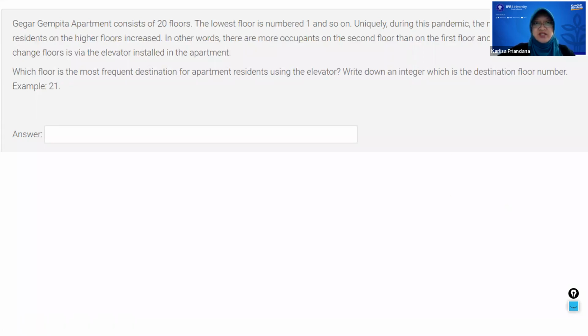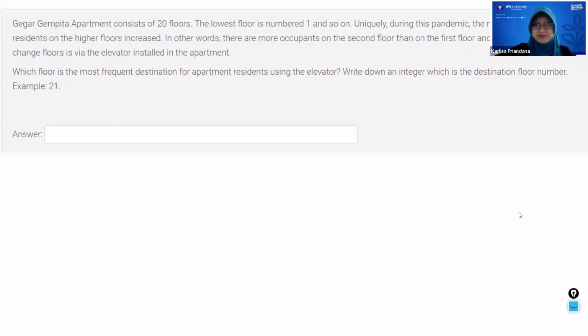Okay, the next question is quite easy, actually, yeah. You need to do some logical thinking, yeah, rather than computational thinking. So let's read together. Gegar Gempita apartment consists of 20 floors. The lowest floor is numbered 1 and so on. Uniquely, during this pandemic, the number of apartment residents on the higher floors increased. In other words, there are more occupants on the second floor than on the first floor and so on. The only way to change floors is via elevator installed in the apartment. Which floor is the most frequent destination for apartment residents using the elevator? Write down an integer, which is the destination floor number.